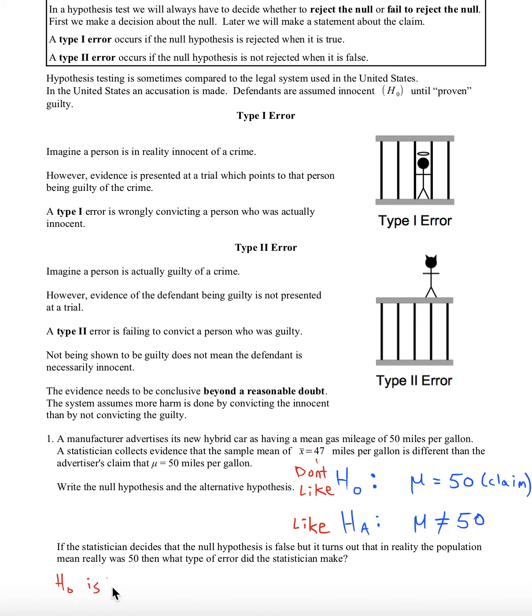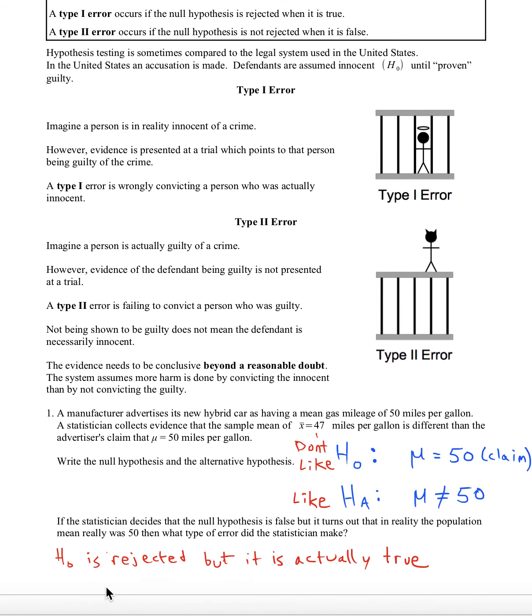H0 is rejected, but it is actually true. This would be a type 1 error.